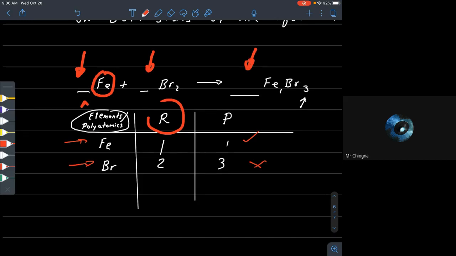There's a reason for that. If you change, you cannot change this number. That stays as is. That stays as is. Why? Because if you change these subscripts, it's like changing the ingredients in a recipe book.